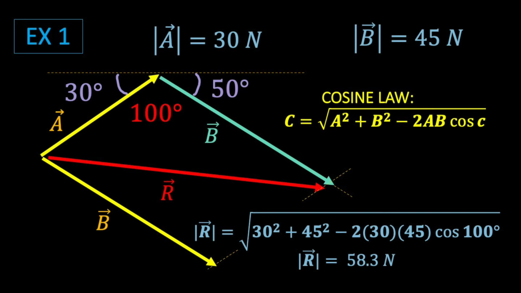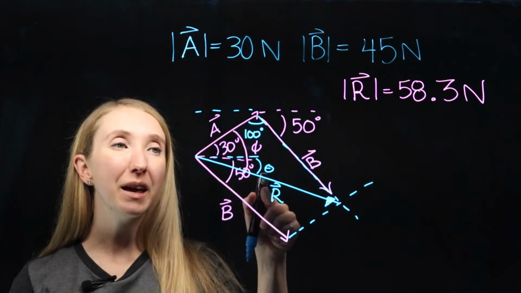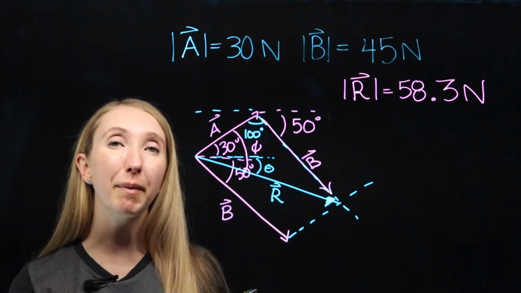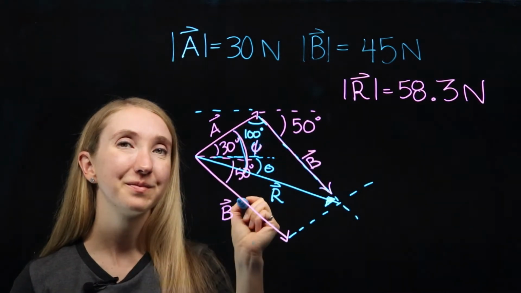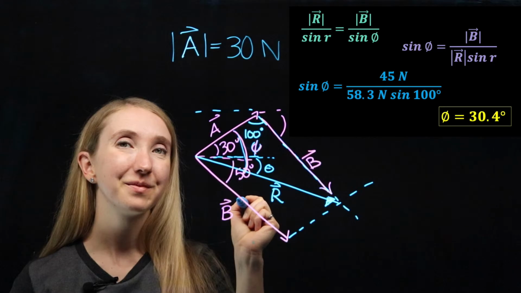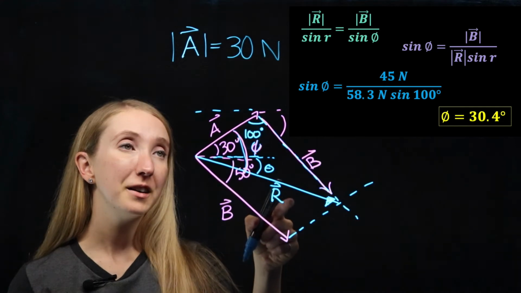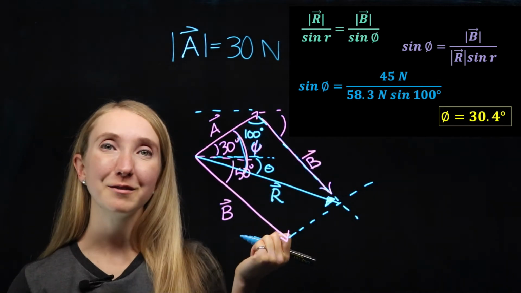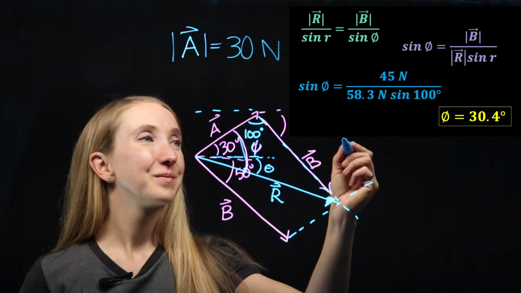Now all that's left to do is find its direction. The angle that we're looking for is angle theta that R makes with the horizontal. To find theta, we're going to have to work backward with our triangle to first find the angle phi. Phi can be found using the sine law because we have R and the angle opposite R, and we have B, so we can solve for phi. Now, once we have phi, we can work backward.